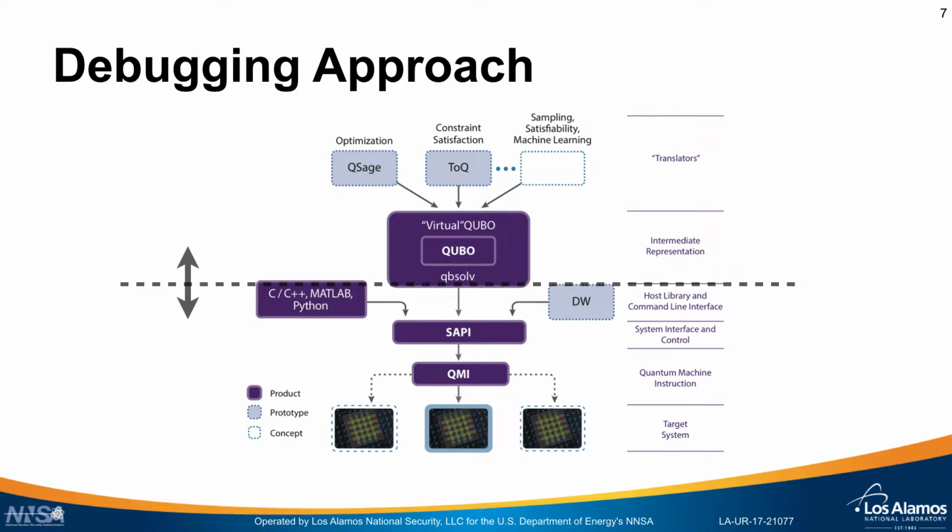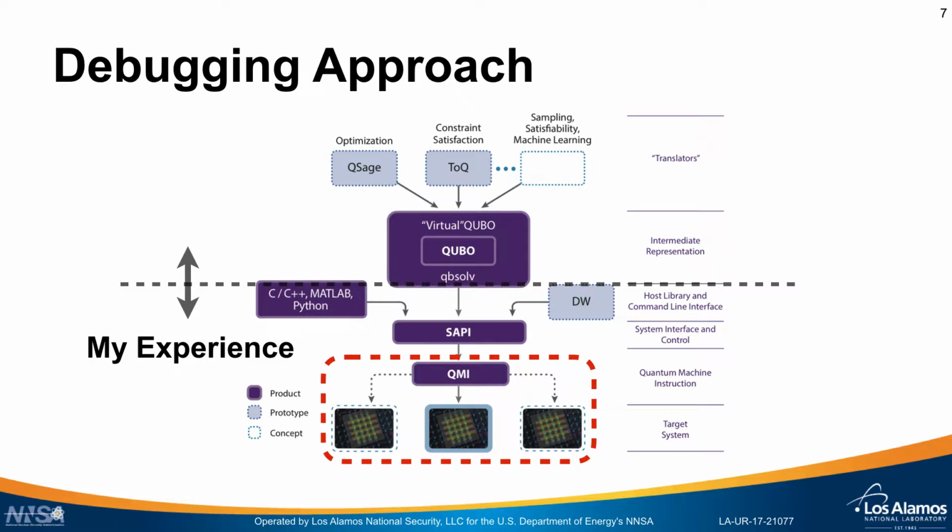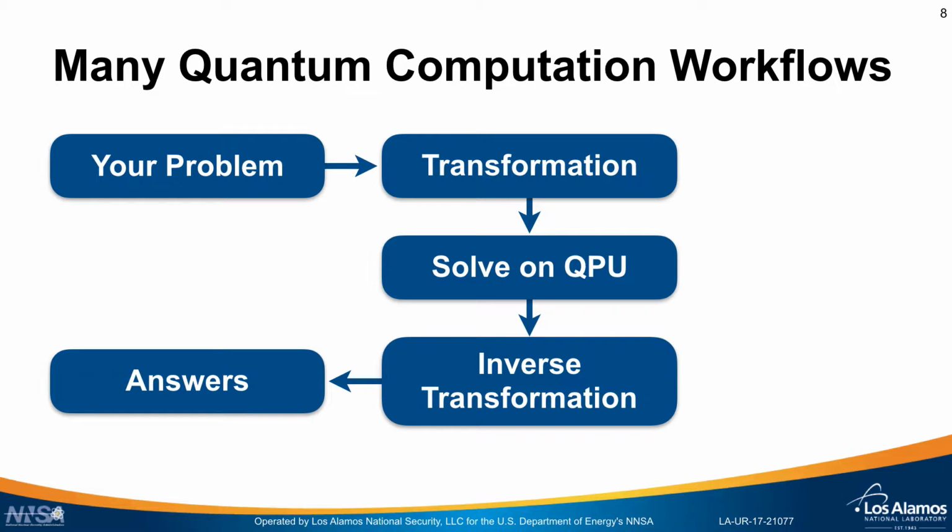Now, I believe there's a pretty big difference between how you do debugging above, including QBsolve and above, or how you do debugging in the tools that are more at the SAPI level or the quantum machine instruction level. My particular experience has really focused on the quantum machine instruction, so this tutorial will be biased to this particular type of debugging. Now, why has my work focused on that particular point?